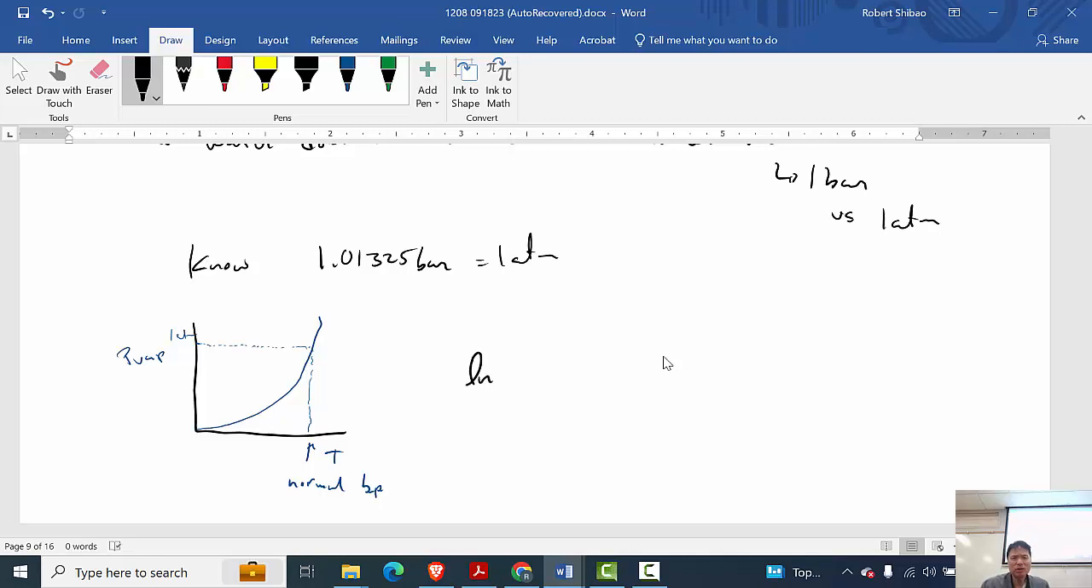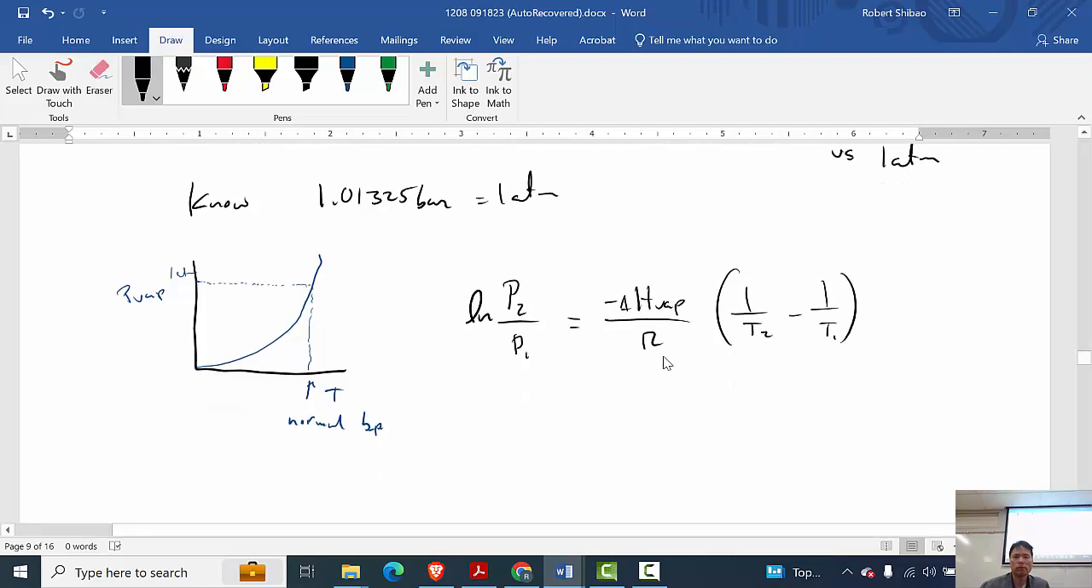This is exponential, and so we can rearrange this, take the natural log, and we get ln of P2 over P1 is equal to minus delta H of vaporization over R times 1 over T2 minus 1 over T1. So we know the vapor pressure of one of these. Actually, let's solve for P2.